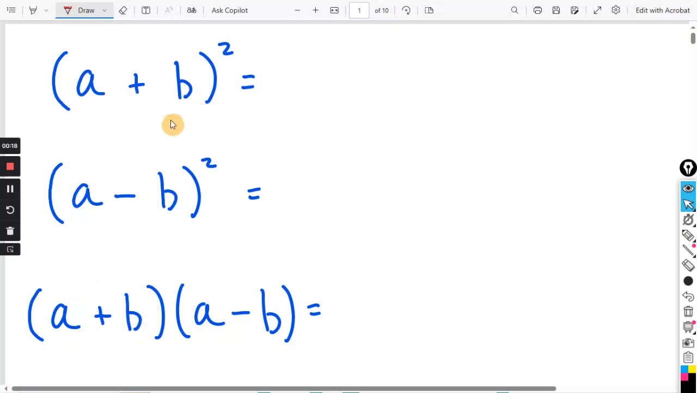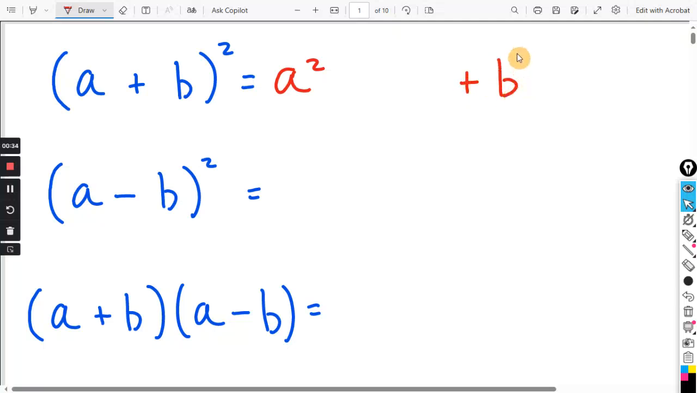If you do a plus b squared, if you multiply a plus b times itself using FOIL, the first term would be a times a, or a squared. The last term would be b times b, or b squared. And when you did the inner outer term, you would get ab plus ab, or 2ab.